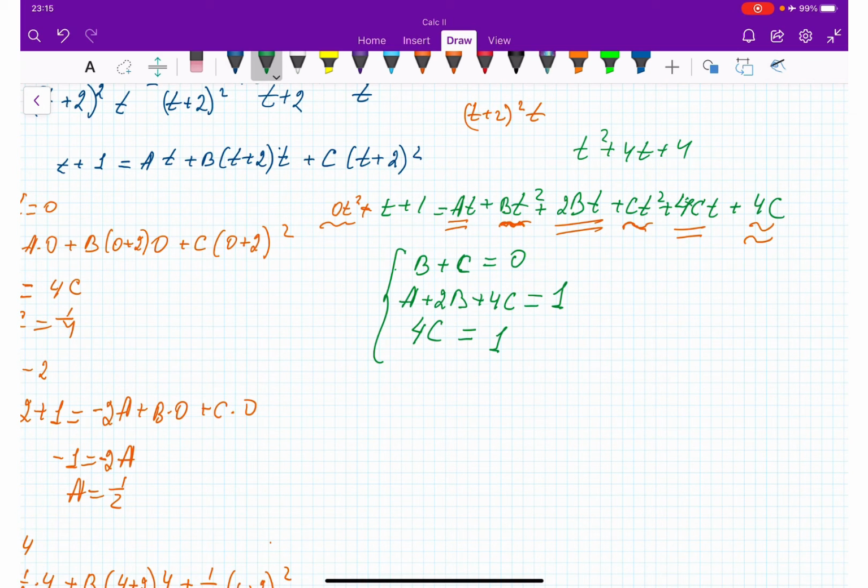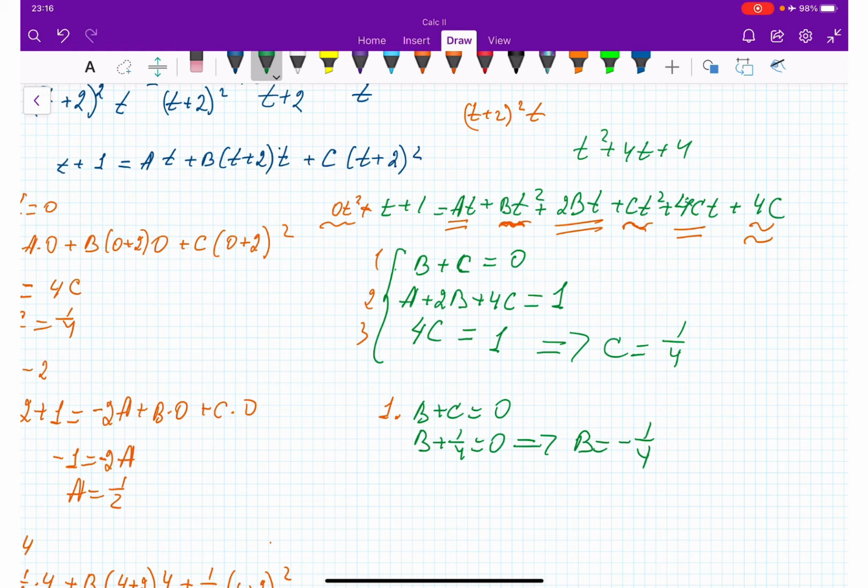If 4c is equal to 1, then from here, c is equal to 1/4, correct? So I'm going to plug into the first one, first, second, third. I'm going to do the method of substitution. So I'm plugging into the first one, and we have b plus c equals 0. And I'm having b plus 1/4 is equal to 0. And from here, b is equal to negative 1/4.